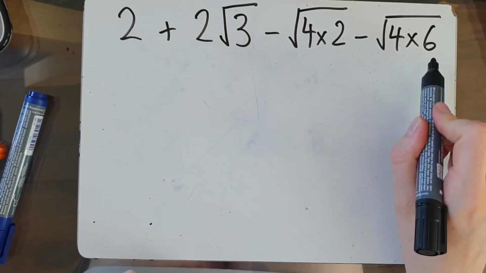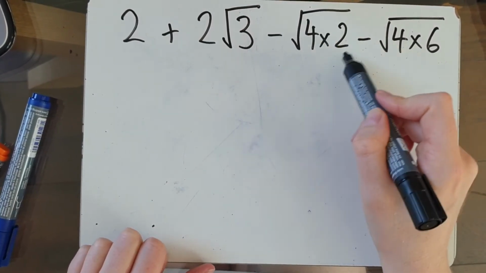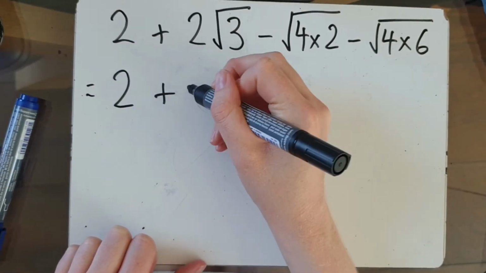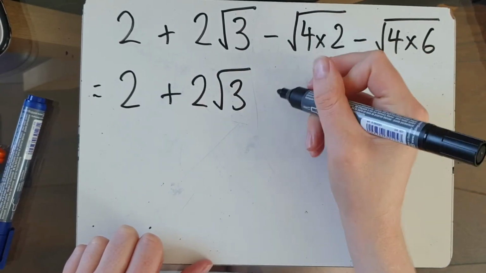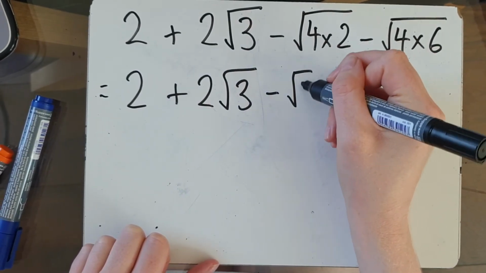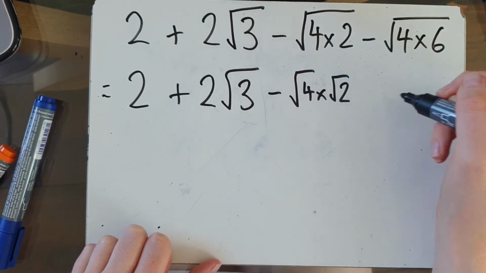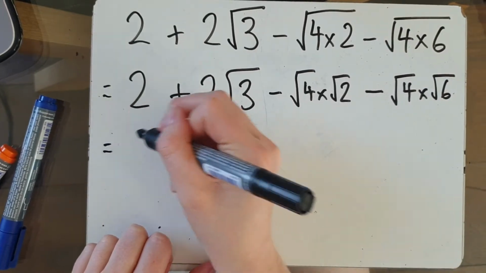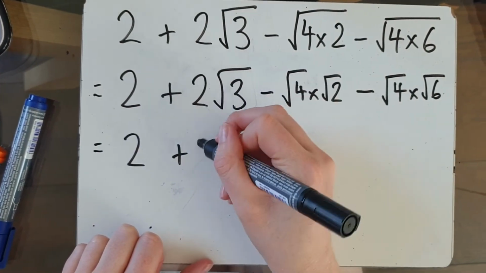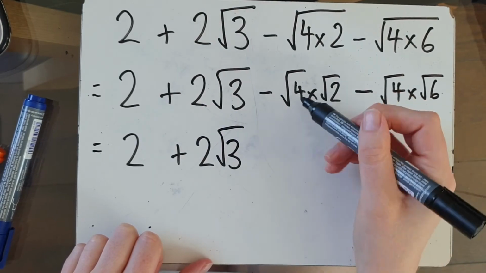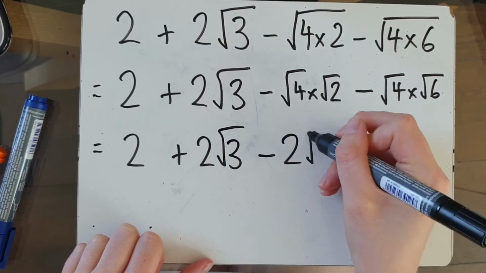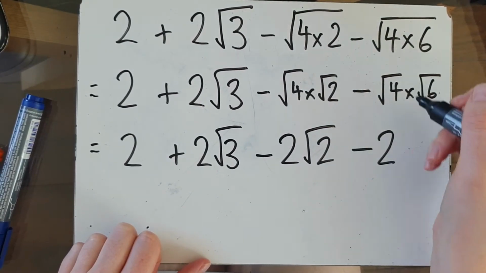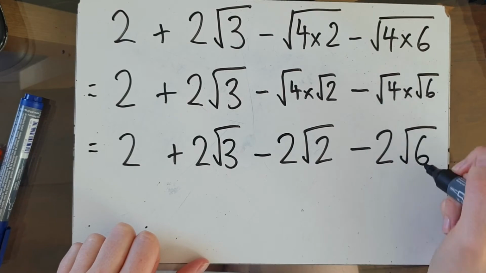So this is where I'd got to. I'm now going to work with these surds just like we did in the last lesson. So 2 stays the same, 2 root 3 stays the same. This is minus root 4 times root 2 minus root 4 times root 6. So I get 2 plus 2 root 3. Root 4 is 2, so that's 2 root 2 because the root 2 stays the same. And again, root 4 is 2, so it's 2 times root 6.